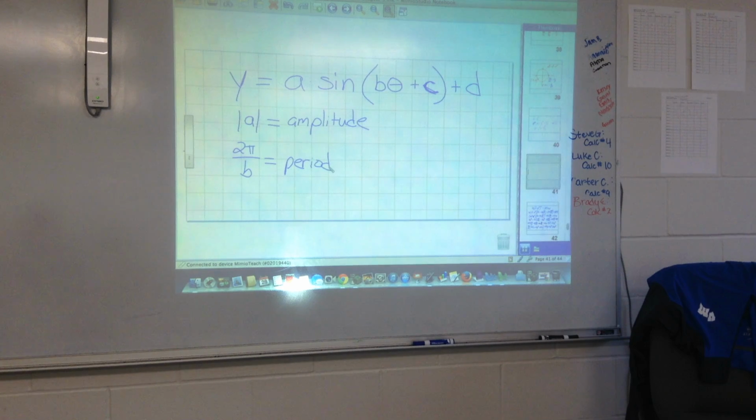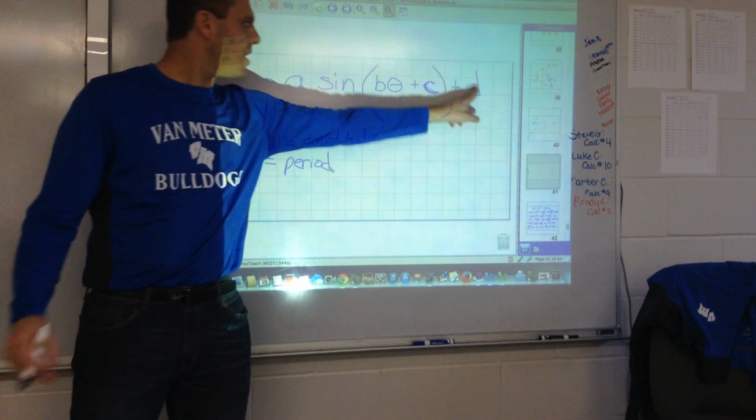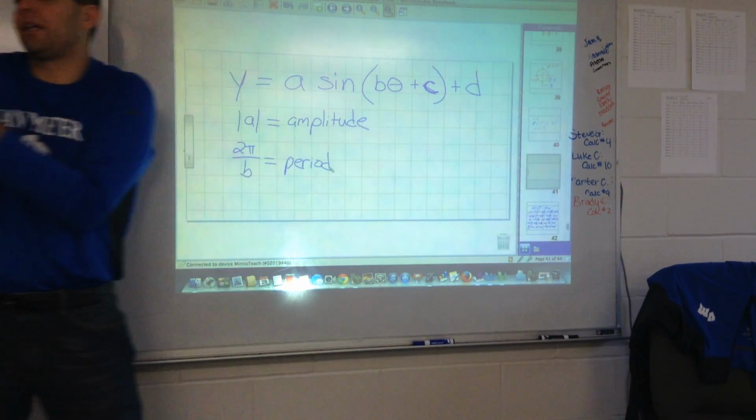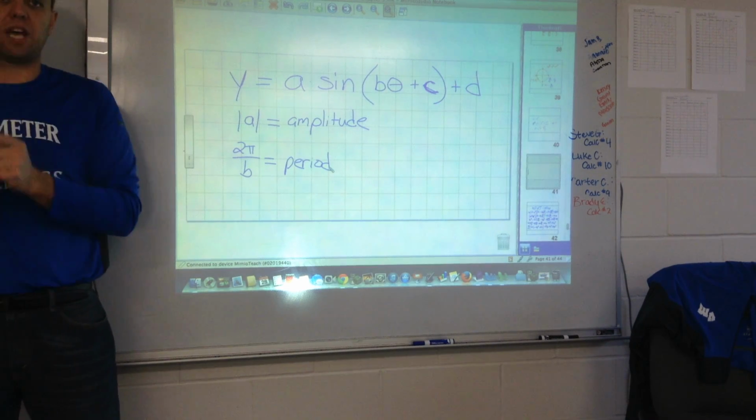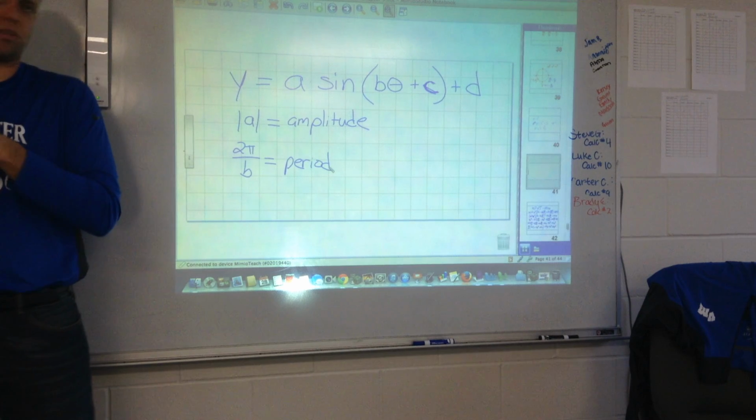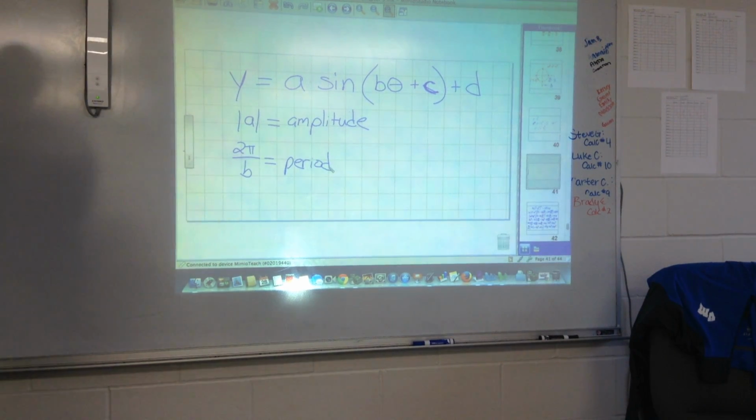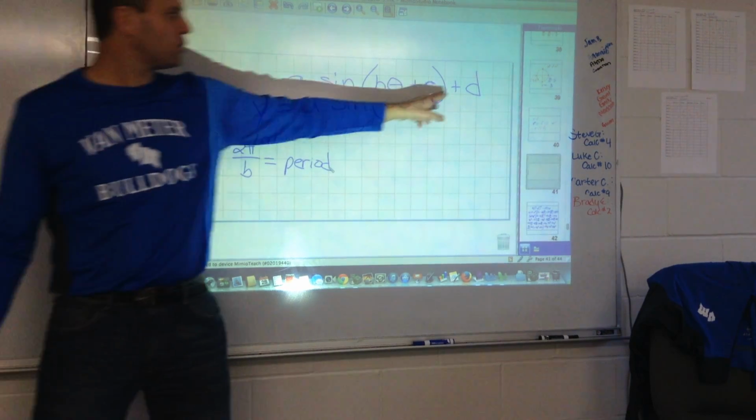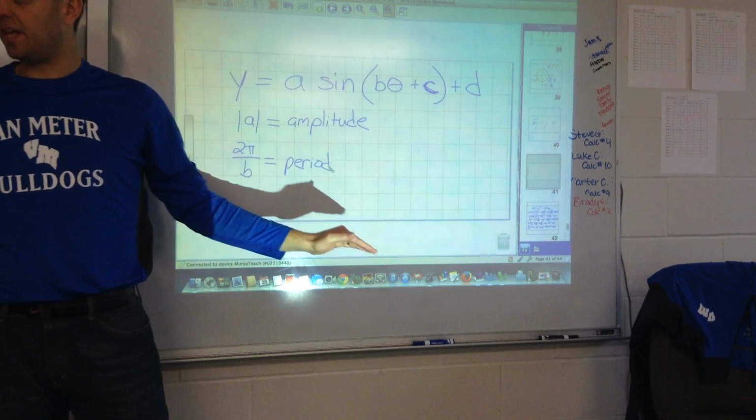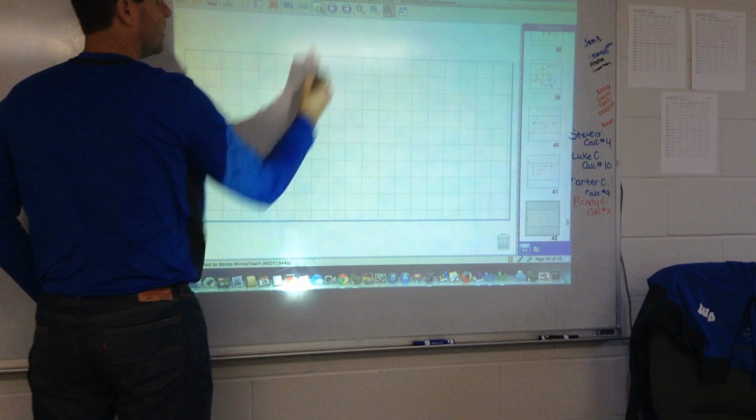Let me start with the easy one, D. That number way back here at the end, or they could put it at the beginning, like 7 plus a sine or a cosine. So I don't want to say it's always at the end, but the one that's added or subtracted to the sine function is going to shift the graph up or down. It's going to change the midline, okay?